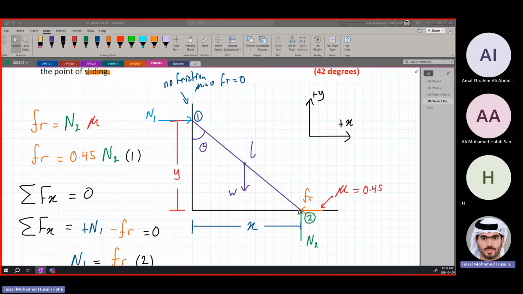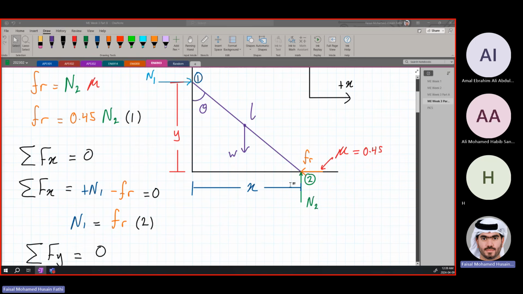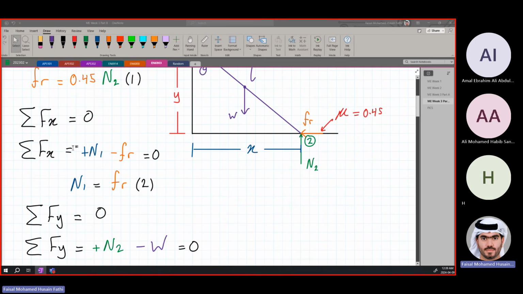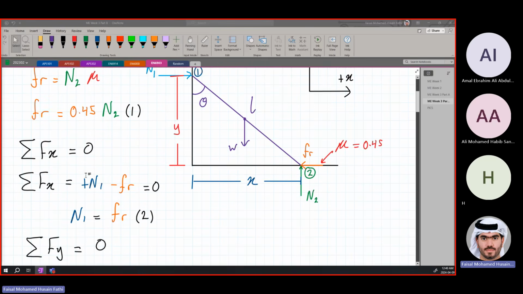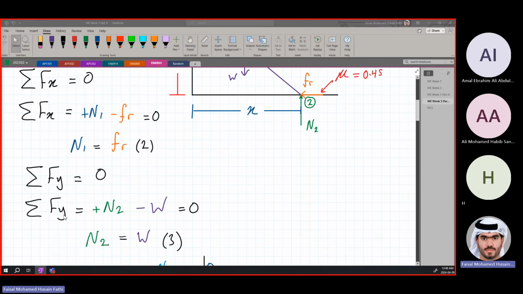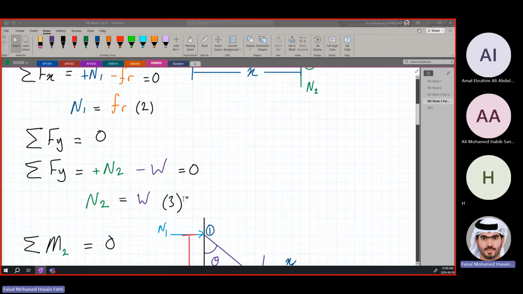عندنا الكوفيشنت اوف فريكشن نقدر نطلع الفريكشن فاليو and then we start building equations and relationships. So first of all we know the friction equation اللي هو friction is equal to mu times N2. We apply that. Next thing we know is our sigma Fx equation. We will apply that and get another equation. Sigma Fy equation, we will apply that, get our third equation.